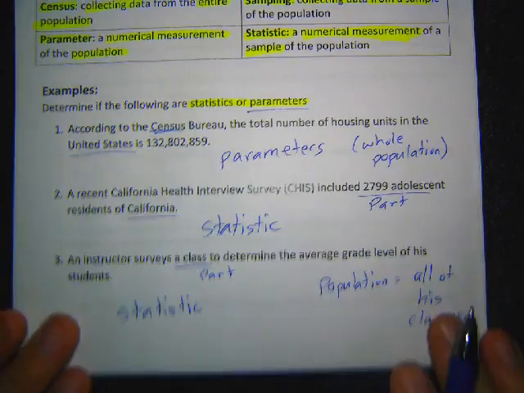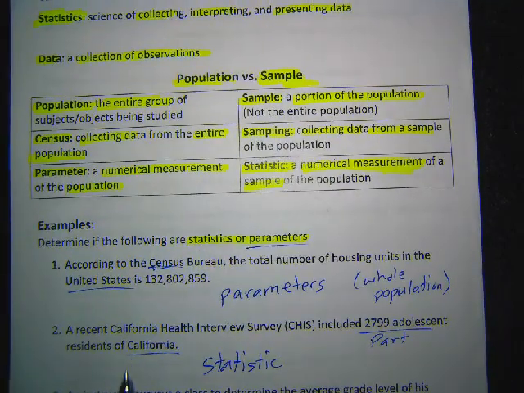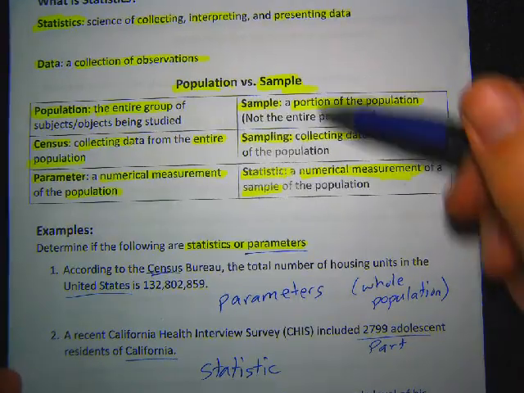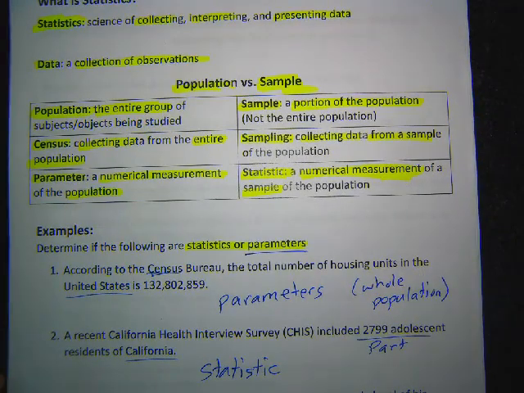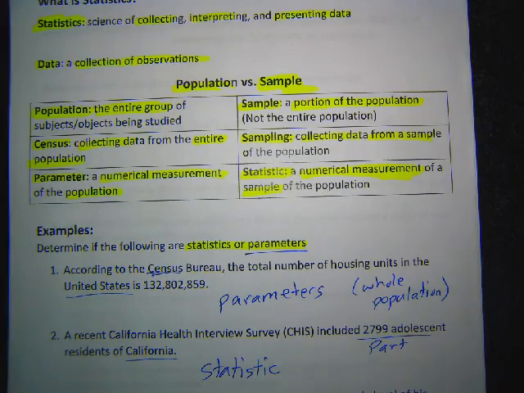So you should know the difference between a population and a sample. These are terms we'll come back to a lot this semester. We're going to do a lot with samples and sampling, and we're going to refer to populations as we go. So these are things that come back a lot. So again, population is the entire group. Sample is just a part.